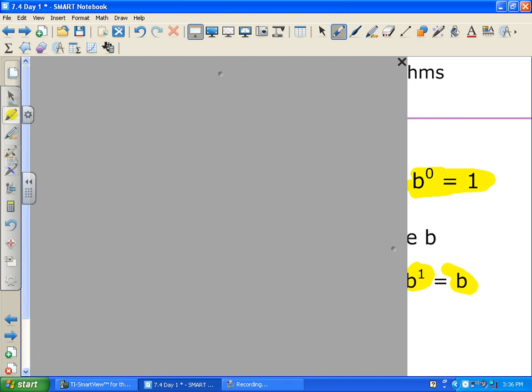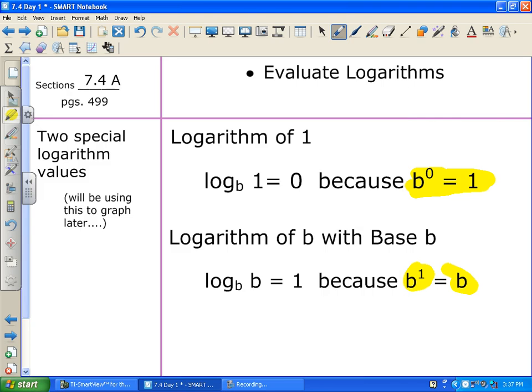We've already played around with that idea yesterday and the day before when we were making our parent functions on exponents. We used this idea right here. These were the two key values that we used in our graphs. So that's review. The left-hand side: these are identities. And this says log base b of 1 equals 0, and log base b of b equals 1.